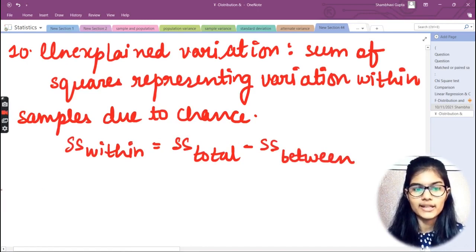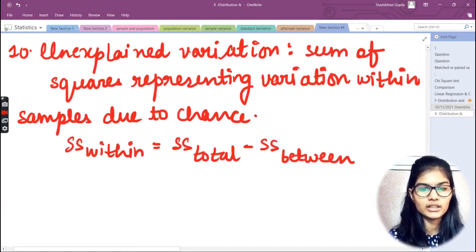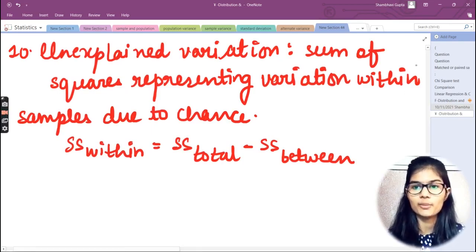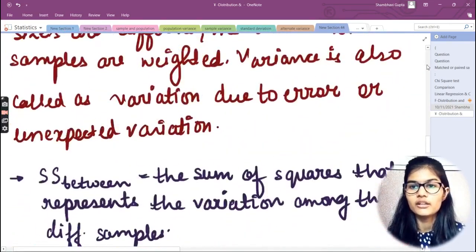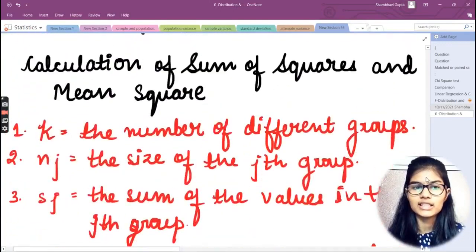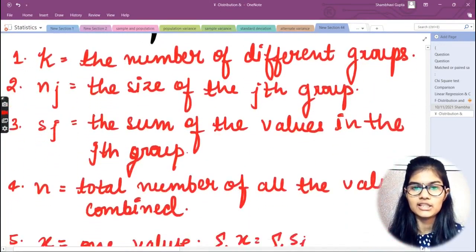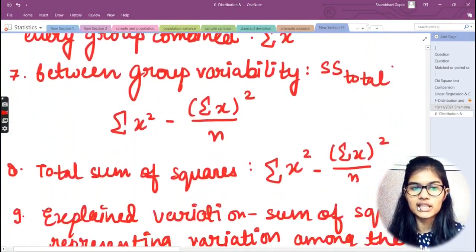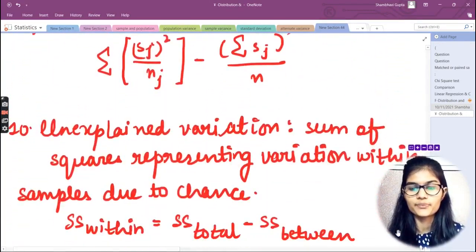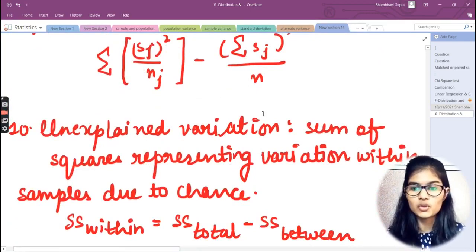We have some more things to be noted down, but right here I'm just going to stop for this particular video. We had seen the different ways for the calculation of sum of squares and the mean square. So these were the different ways that we have seen here. Hope you got the idea very clearly regarding how we will be able to do all of these things.